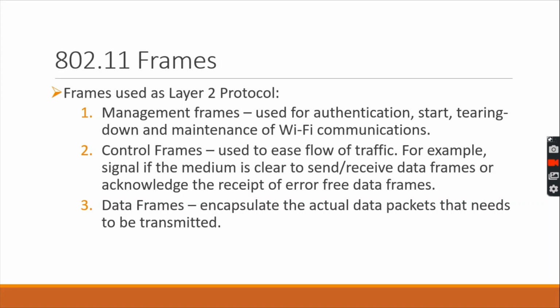The Layer 2 protocol used by 802.11 is the frame. There are three types of frames, namely management frames used for authentication, the start, tearing down and maintenance of Wi-Fi communications, control frames which are used to ease flow of traffic, for example signal if the medium is clear to send or receive data frames or to acknowledge the receipt of error-free data frames, and data frames to encapsulate the actual data packets that need to be transmitted.